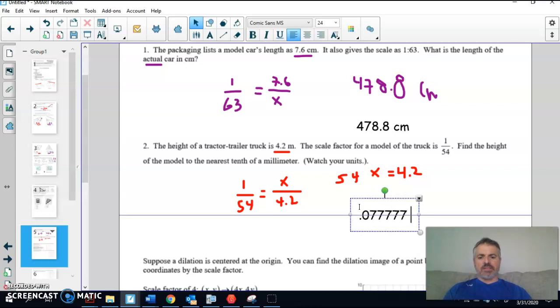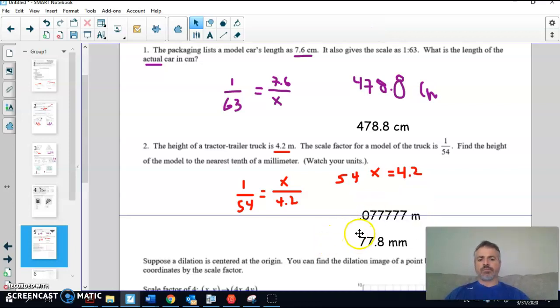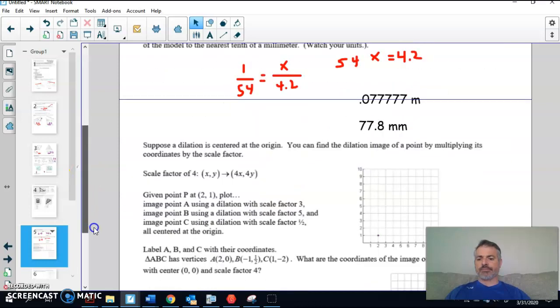But you've got to remember that that's in meters. And so I've got to convert this to millimeters. Remember, there's 1,000 millimeters in a meter. So that means I'm going to move this decimal place 3 times, because that's how many zeros are in 1,000. So I'm going to move it 1, 2, 3 times. That'll end up being 77.8 if I round it to the nearest tenth. 77.8 millimeters. So again, that's how you do a problem like that.